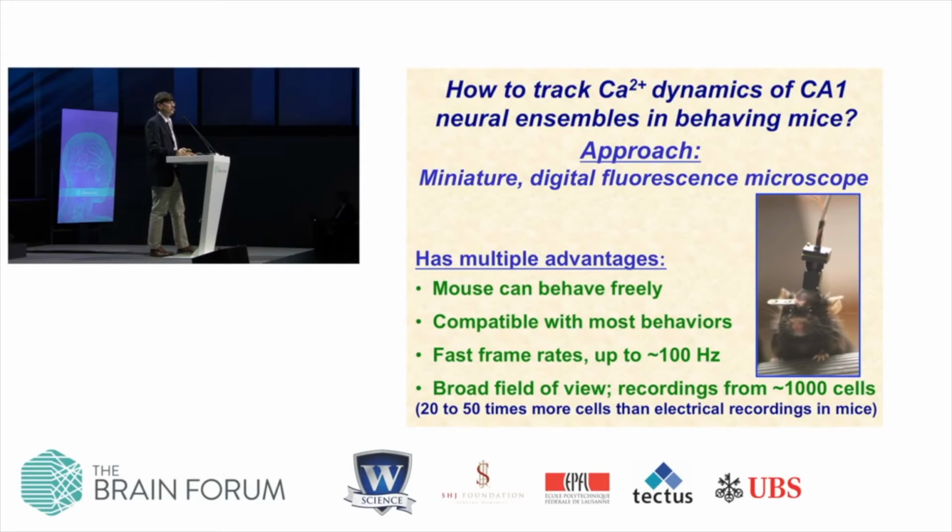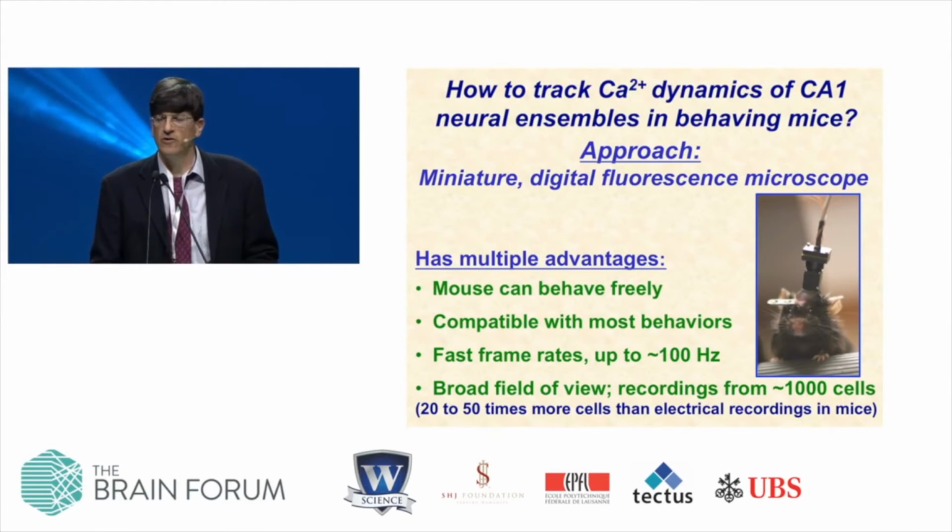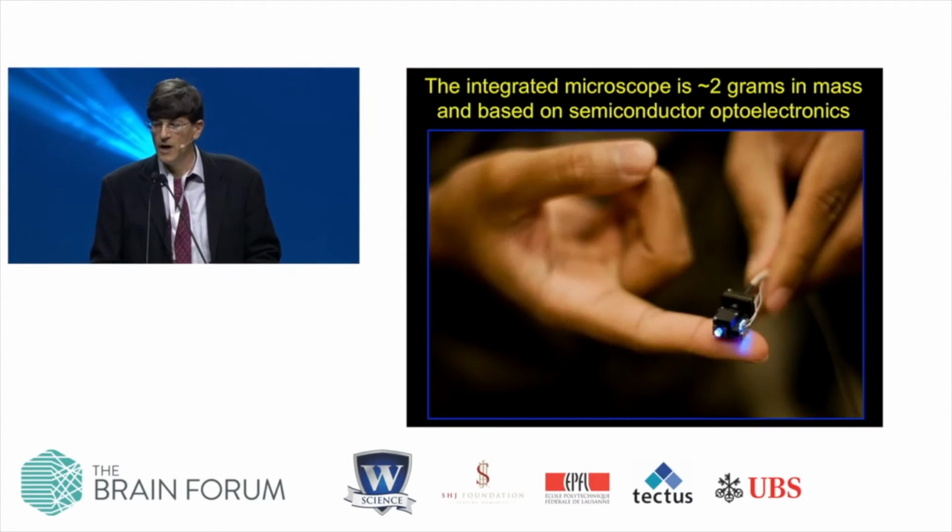You already saw the miniature microscope that we used to do that. It has multiple virtues. It allows the animal to behave freely and is compatible, therefore, with the vast majority of behavioral assays that are commonly used in rodent neuroscience. And we have a broad field of view. We can sample from up to 1,000 cells or more, as I'll show you momentarily. This is the small microscope, the digital fluorescence microscope, 2 grams, based on semiconductor optoelectronics.